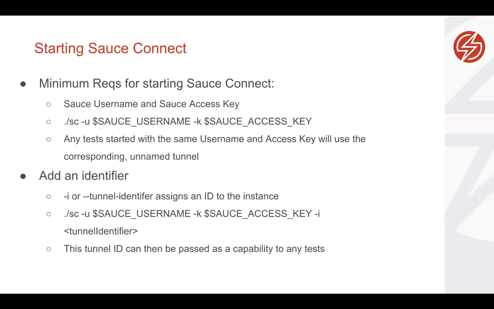Also, just as a good practice, you should include an identifier for the tunnel. So that will assign the tunnel a name, and then you can use that name in your automated tests so that you can tell the tunnels apart, and you don't have to constantly update the tunnel with maybe a tunnel ID that Sauce Labs assigns.